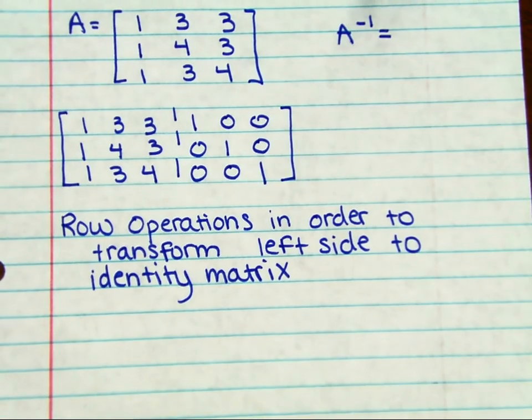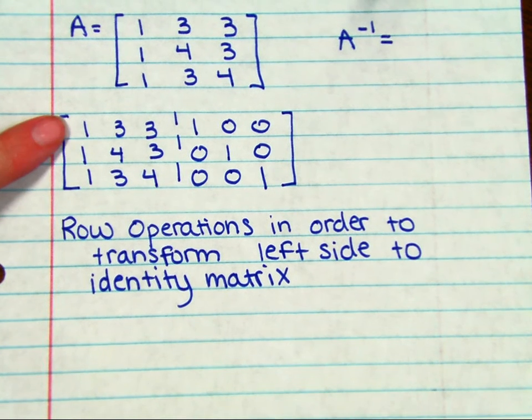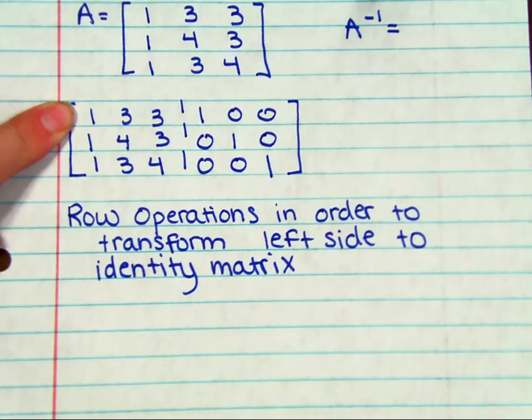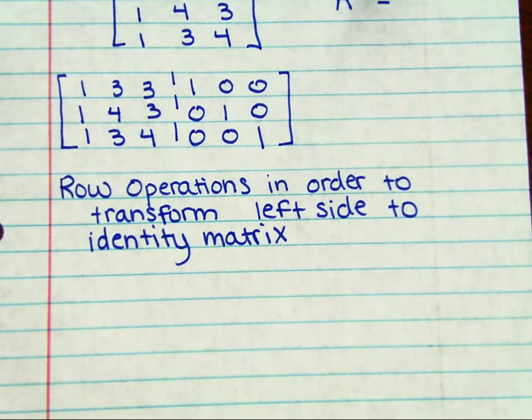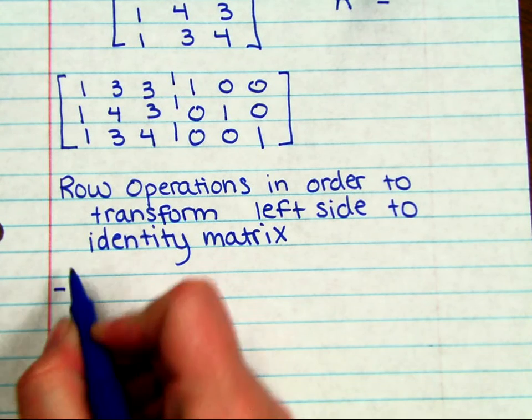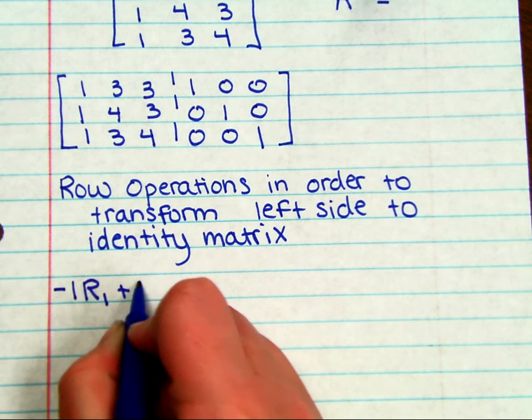So, much like we did when we got things into reduced row echelon form, I cannot tell you exactly how to do these problems. However, it is kind of already set up. I already have a 1 here, so I think my first row operation is going to be negative 1, row 1, plus row 2.